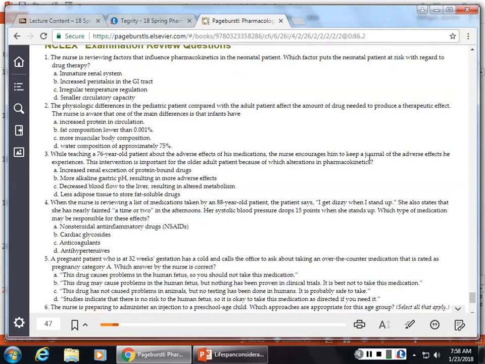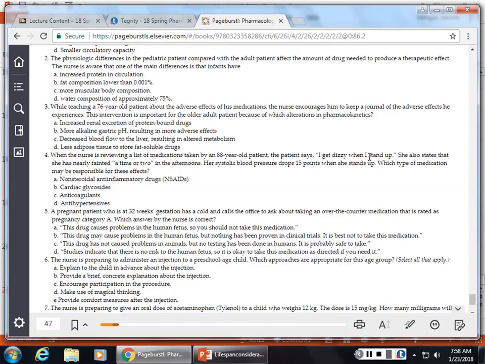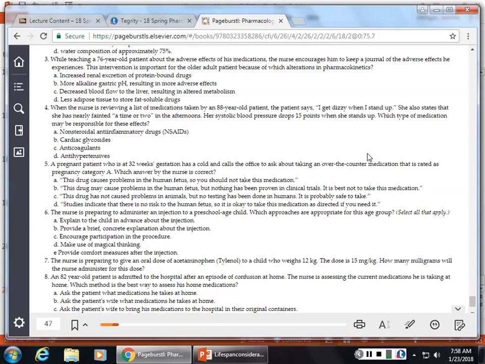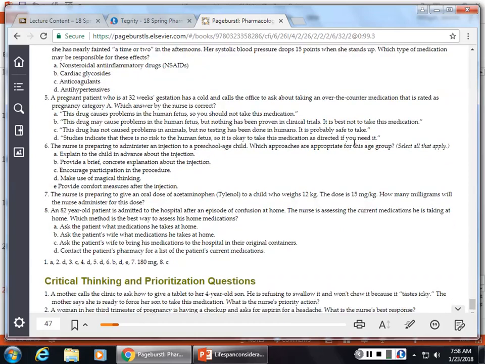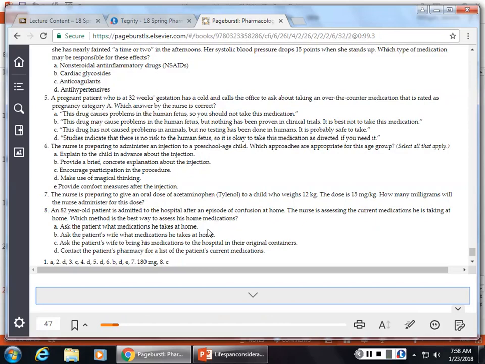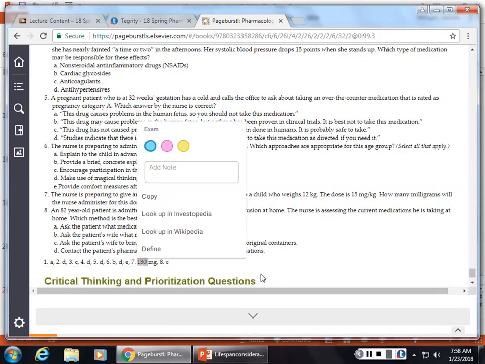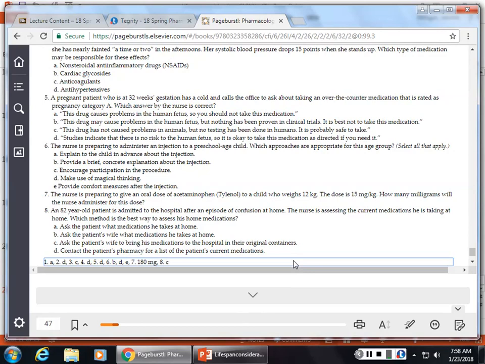Specifically, I want to bring your attention to number 7. And the question says, the nurse is preparing to give an oral dose of acetaminophen to a child who weighs 12 kilograms. The dose is 15 milligrams per kilogram. How many milligrams will the nurse administer for this dose? Down here is your answer. Okay, so you can check yourself.